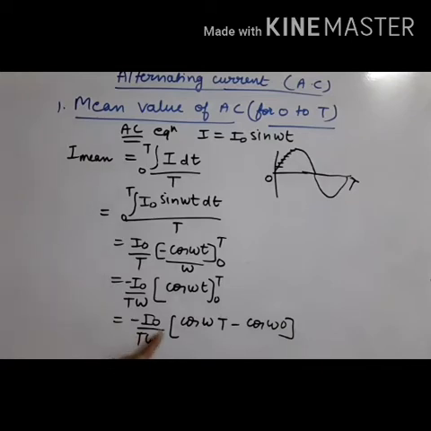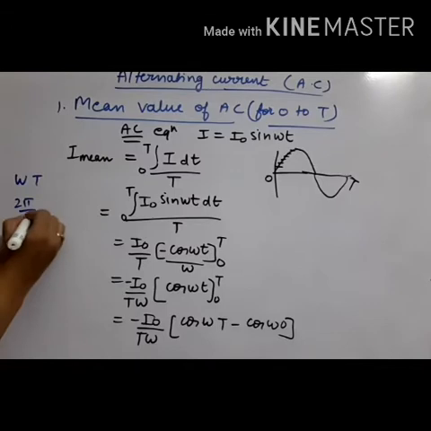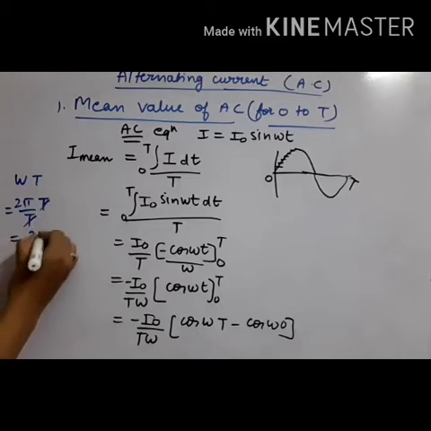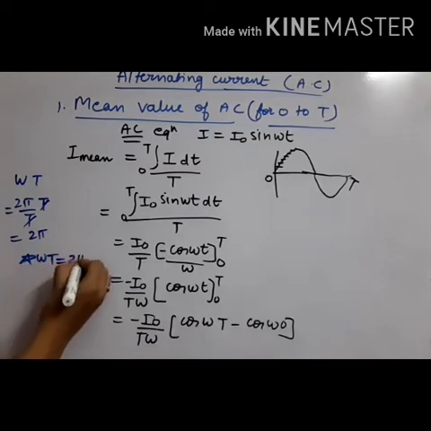Now whenever omega into T is appearing, what is its meaning? Let us understand the meaning of omega T. See, omega means 2 pi by T. The omega formula is 2 pi by T, and if I multiply by T, finally the answer is 2 pi. So remember this as an extra formula: omega T value is 2 pi.